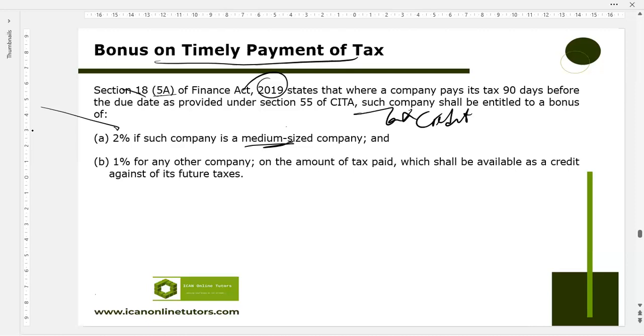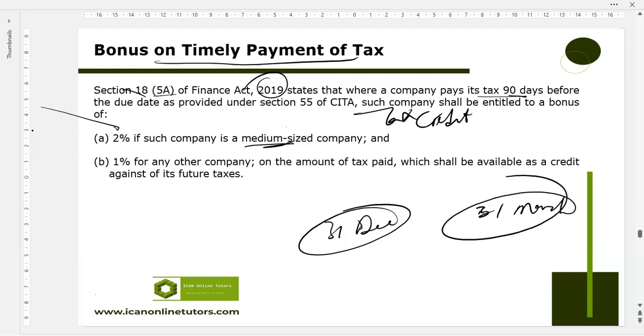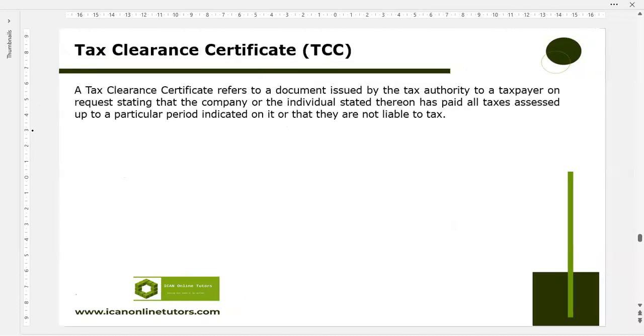So if you pay within 90 days before the due date of your filing, okay, within 90 days before the due date. So let's say your year end is 31st December, you file your returns and you pay before 31st of March. So you're entitled, if you're a medium-sized company, to 2% of your tax liability. But that 2%, you can only accrue as a tax credit, as an asset. Okay. So you cannot offset it against the current year tax. You can only offset it against the future year tax. Then in the case of a large company, it should be 1%. I hope that is clear. Do you understand that?